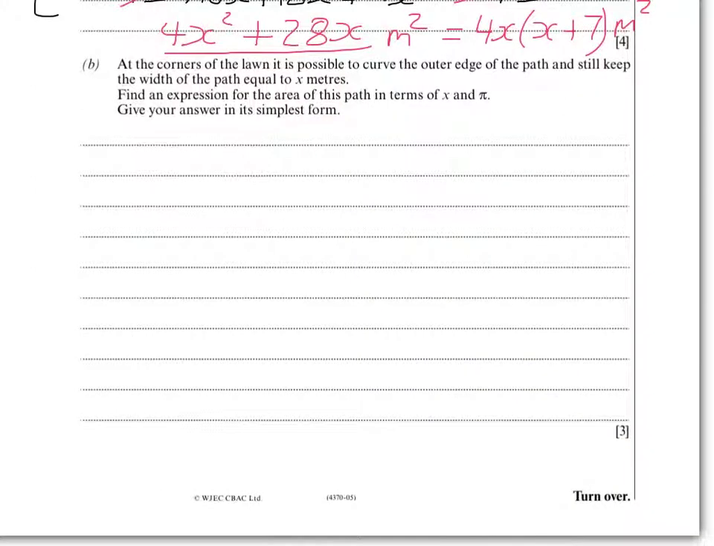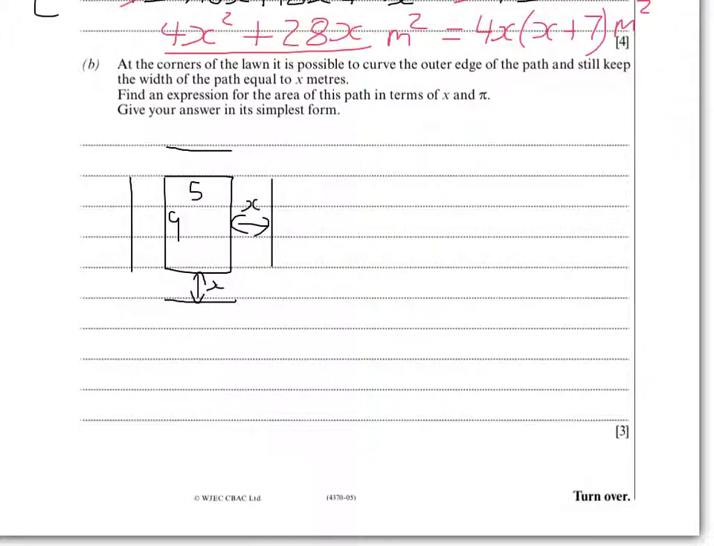Now for part B, we've got again to work out the area, but this time it says at the corners of the lawn it's possible to curve the outer edge of the path and still keep the width of the path equal to x meters. So let's draw our diagram again. So we know that that was a width of 5 and the length was 9. So these sides on the outside are going to stay the same. They're still all x meters across.